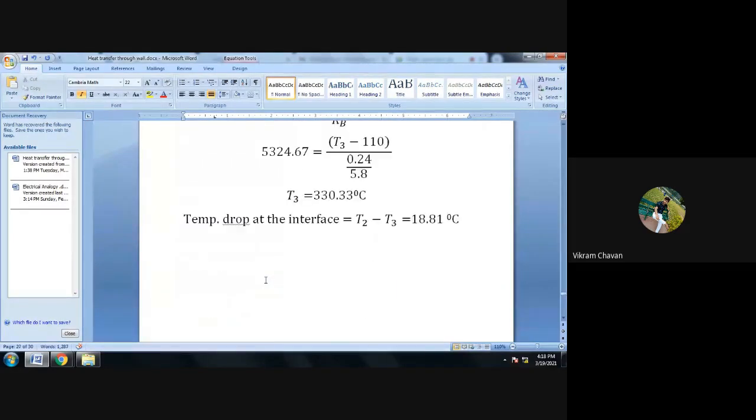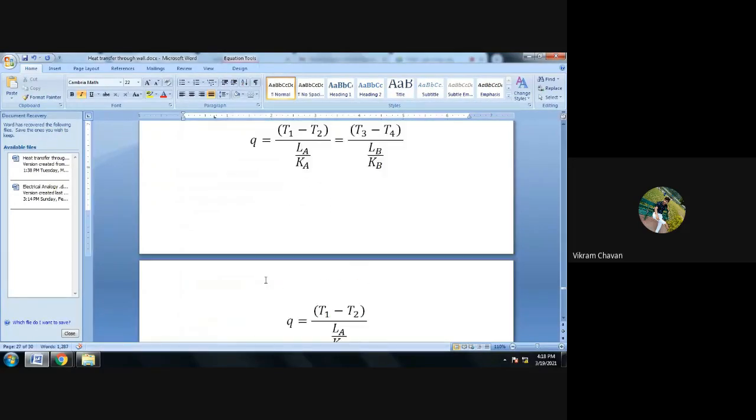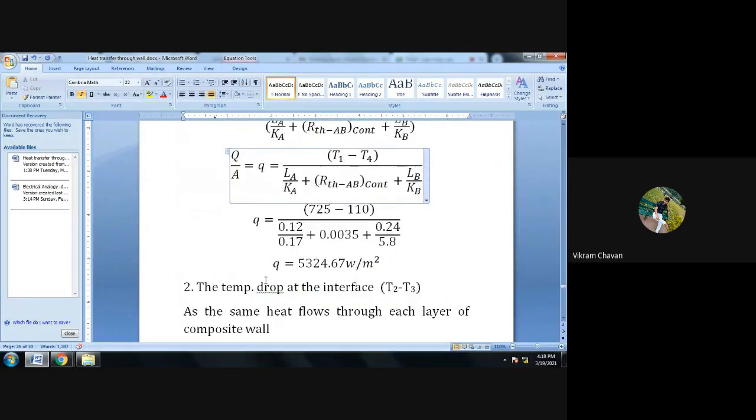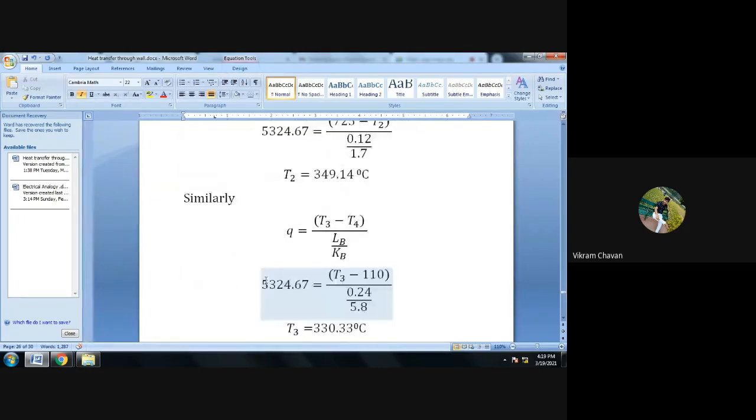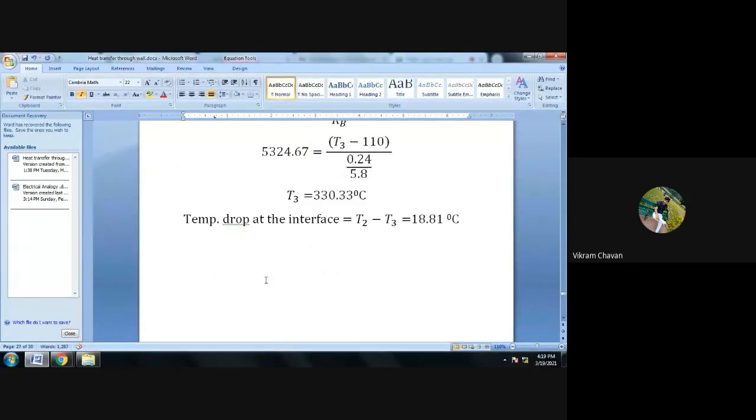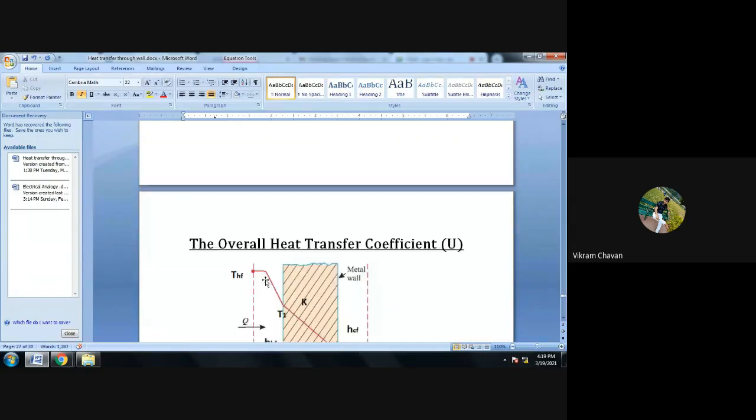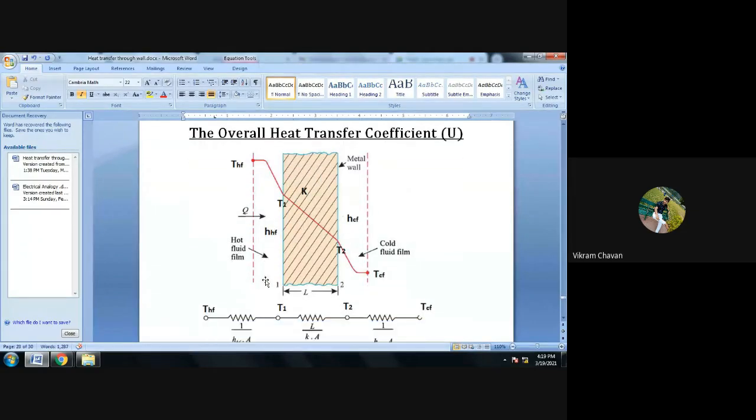Is there any doubt, any question? Okay, so we'll move ahead to the next point, that is the overall heat transfer coefficient. Write down the heading: the overall heat transfer coefficient.